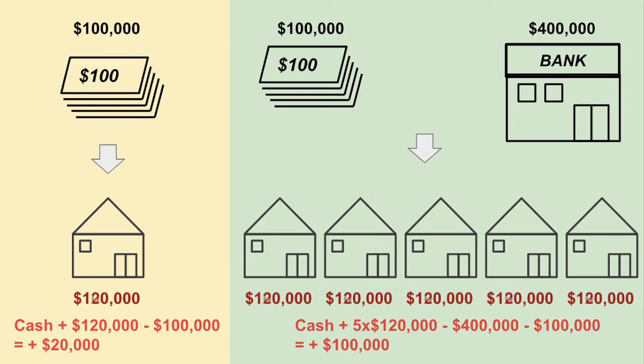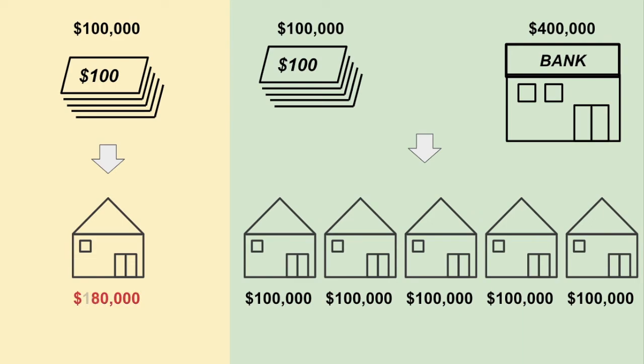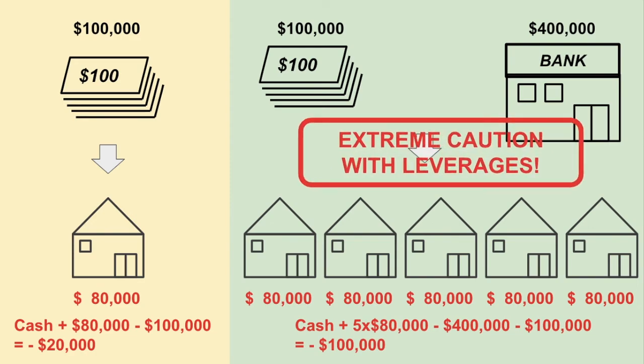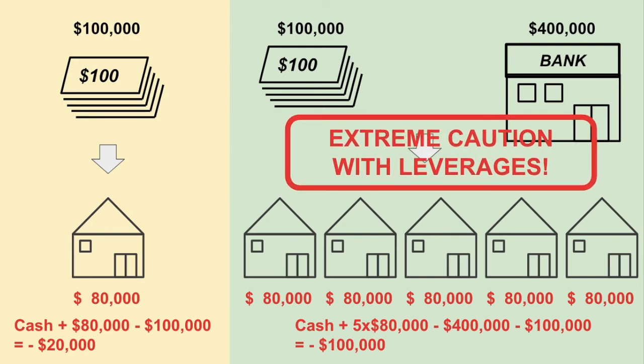For example, if you ended up selling the houses at $80,000 each, with the all-cash case, you lose $20,000, but with the mortgage case, you lose the entire $100,000. It also could trigger a foreclosure, and that's what we don't want to see. Therefore, when using leverages, you must assess your investment choices very, very carefully.